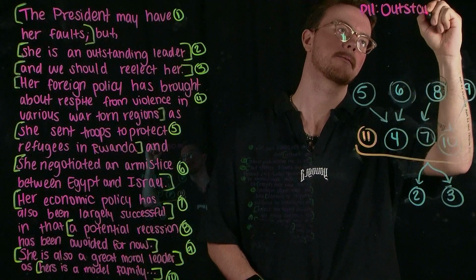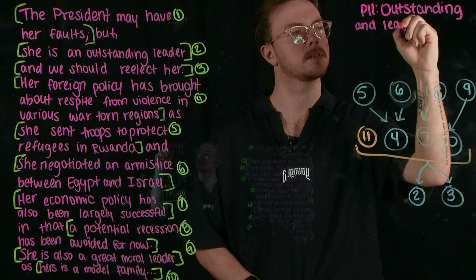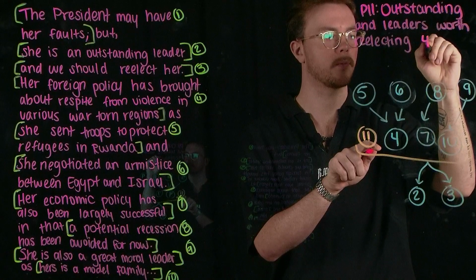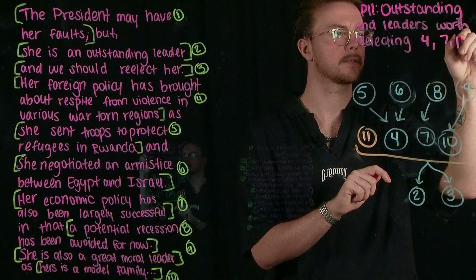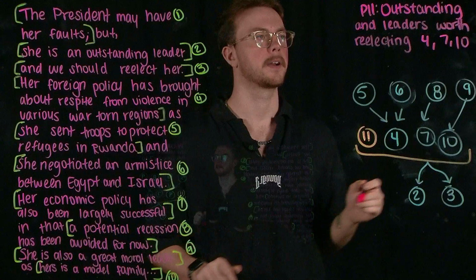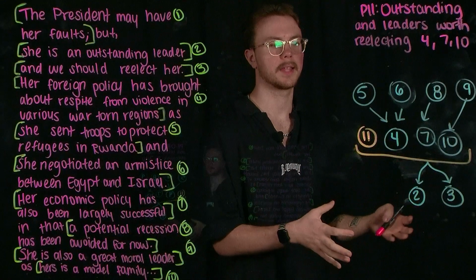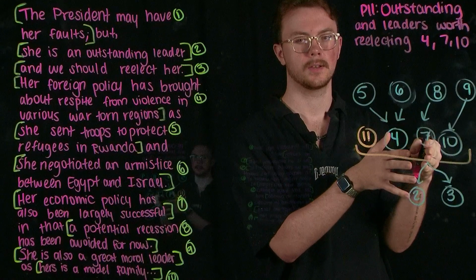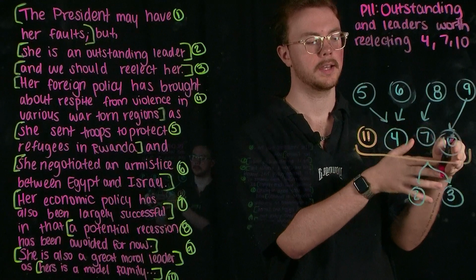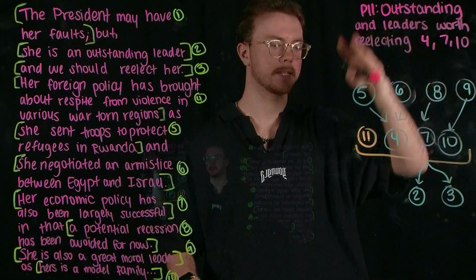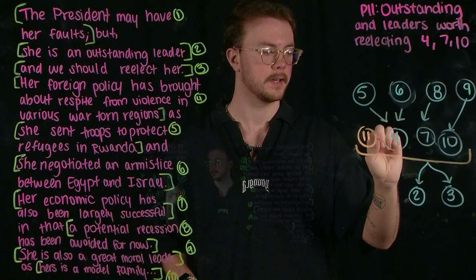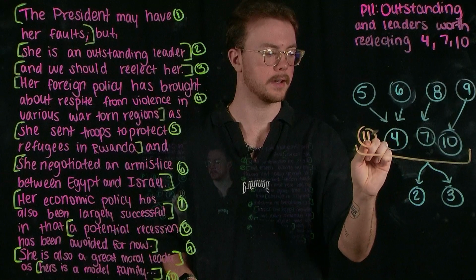Outstanding leaders and leaders worth re-electing. And I'll just write 4, 7, and 10 here to save myself a marker. But outstanding leaders and leaders worth re-electing are leaders whose foreign policy brings respite, whose economic policies prevent recession, and who are great moral leaders. That's a hidden premise I could put there. And the way I would demonstrate that is by then making this a dotted line.